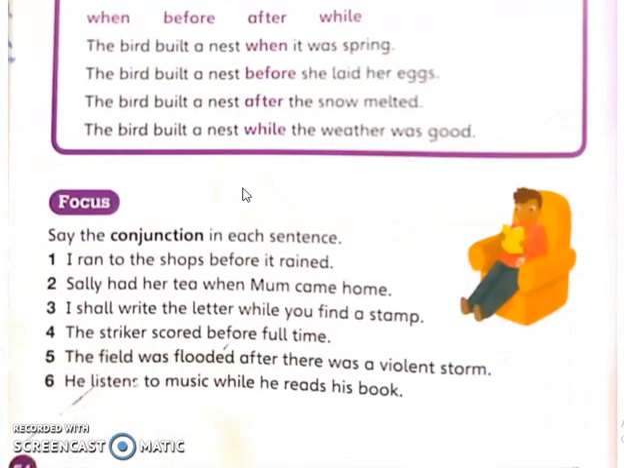After that, the first activity is: say the conjunction in each sentence. Read these sentences and underline the conjunction in each sentence. After that, copy these sentences in your notebook and write next to each sentence the conjunction which is used in that sentence, and try to write some other sentences of your own.